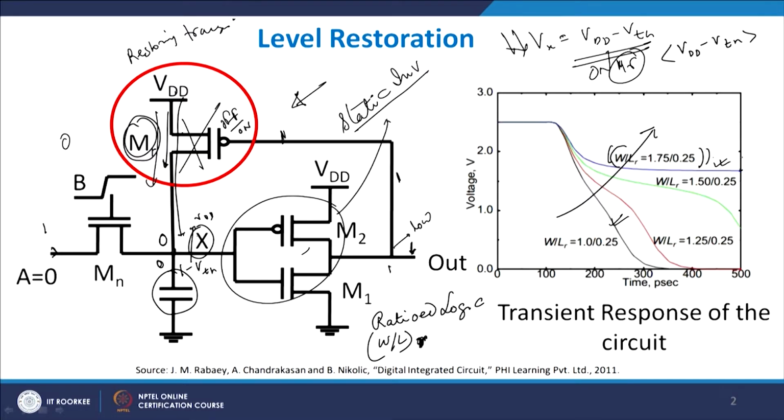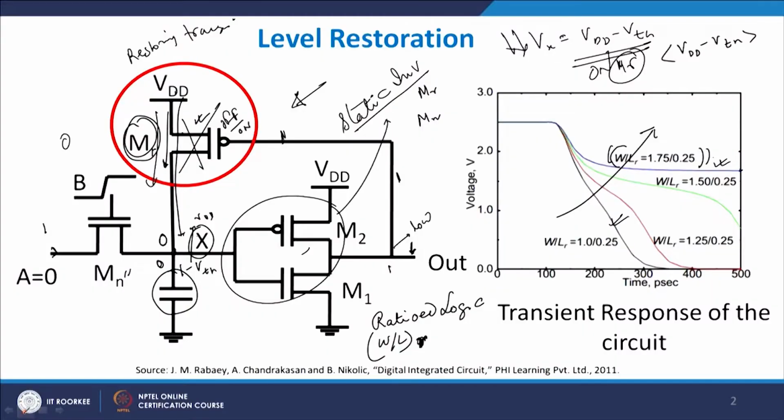We have also ensured that the sizing of MR, which is this one, and MN, which is this one, will try to make the logic at X change. For example, if MR is stronger as compared to MN, restoring the level at X will be faster, whereas if MN is stronger as compared to MR, degrading the signal at X will be a much more important issue. So, W by L ratios are important, and therefore it is also known as an indirect ratioed logic.